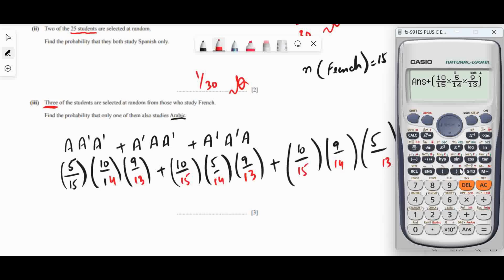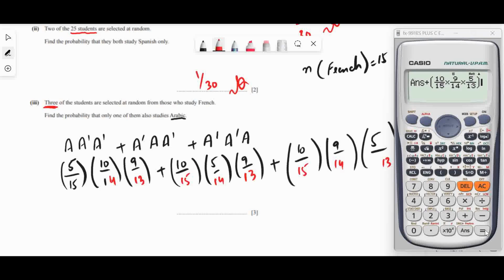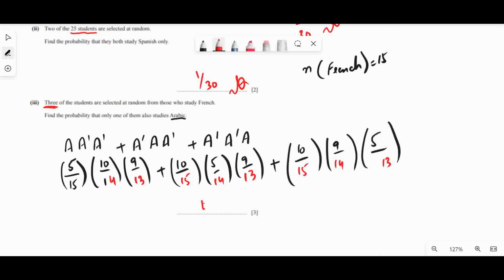Then we have to add again the last one, that will be 10 by 15, and so on. If we simplify it, the final answer will be 45/91. This will be the final answer, 45/91.